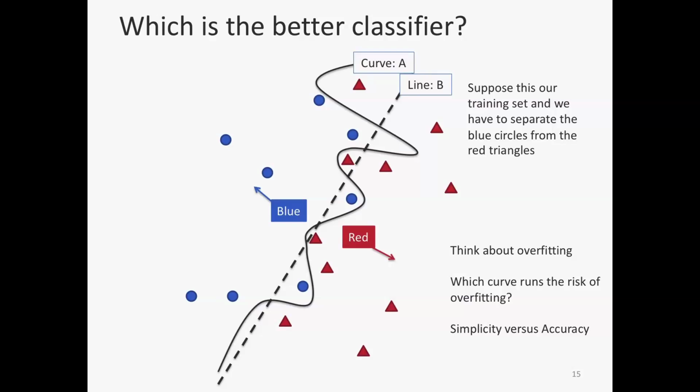Sure, here I told you that these 2 are the only 2 options. But imagine that your learner was allowed to search among the space of all possible curves. Now let's say I have a red triangle here. And now I'm going to find curve C that separates out the pluses and the minuses. Sorry, the circles from the triangles.